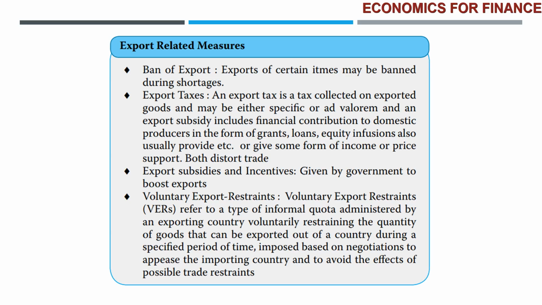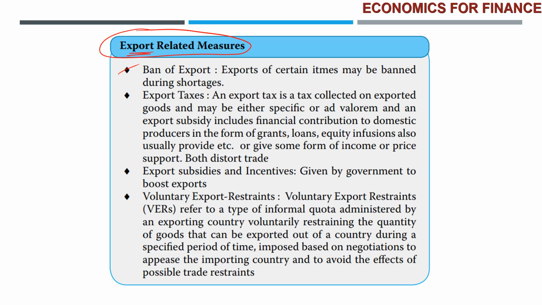Now moving on to the last segment of these instruments of trade policy, export related measures also can be taken. Of course, so far we have been focusing on what? Imports. Mostly discouraging imports. Not necessarily, but mostly. That was what all the tariff measures and non-tariff measures are in general aimed at. Now we are looking at the other side of it, that is exports. Related measures also can be taken.